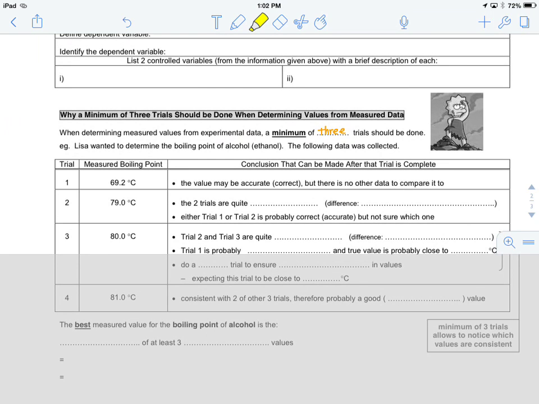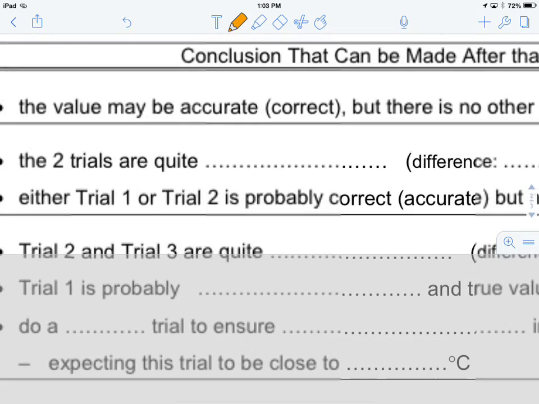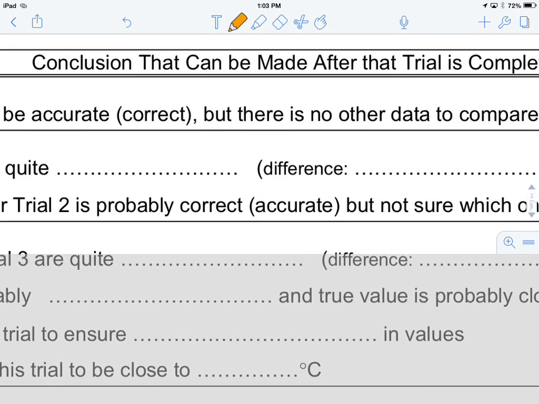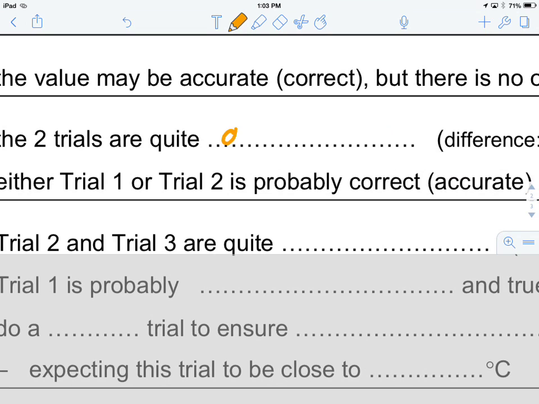So here we have Lisa. She wants to determine the boiling point of alcohol, and she's collecting some data. The first trial that she does, you'll notice she gets a value of 69.2 degrees. And this may be accurate, but there's nothing else to compare this to. So we don't know whether it's accurate or not, so we do a second trial. When Lisa completes her second trial, you'll notice that this value is very different from the first. So these two trials are quite different.